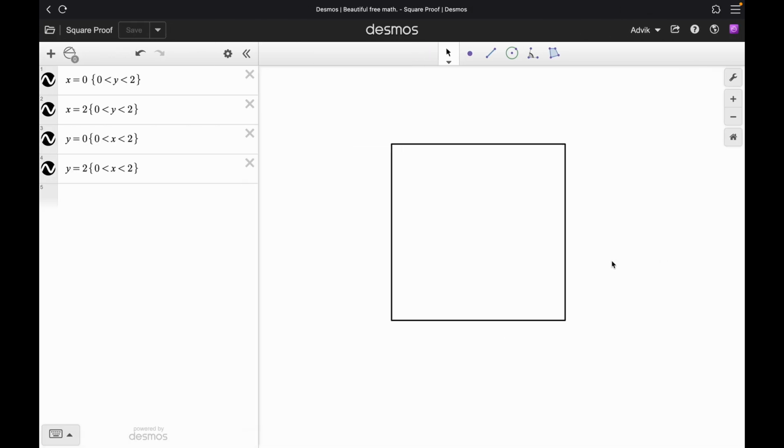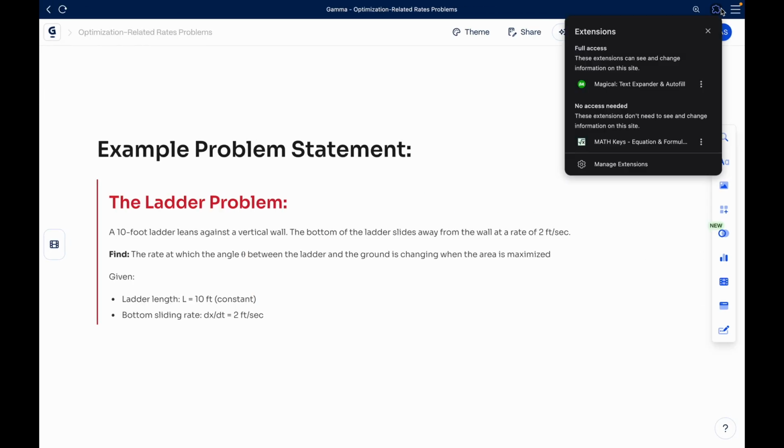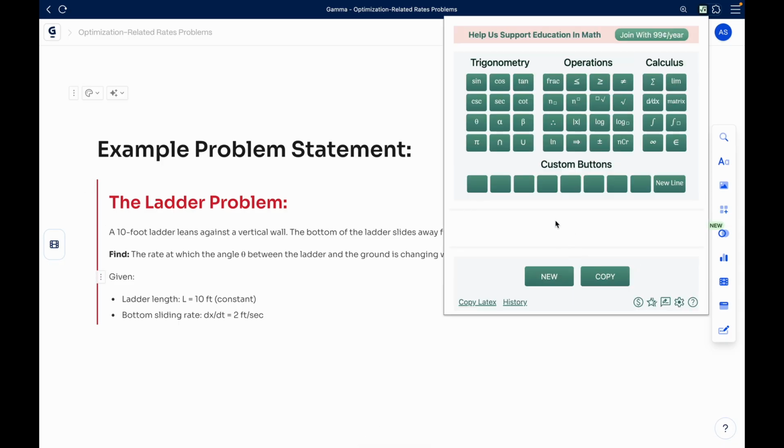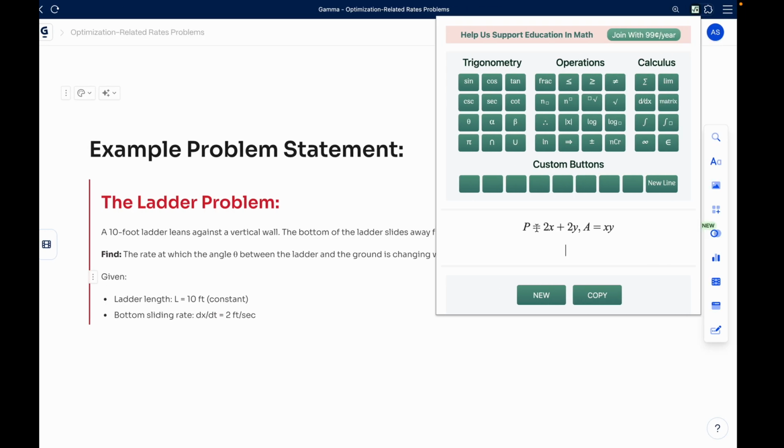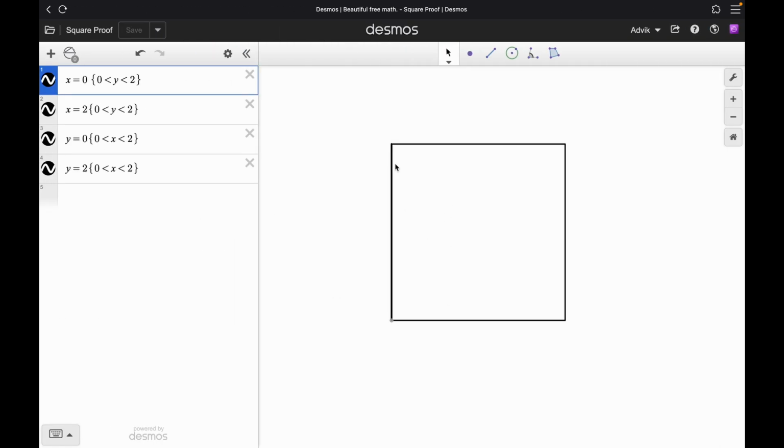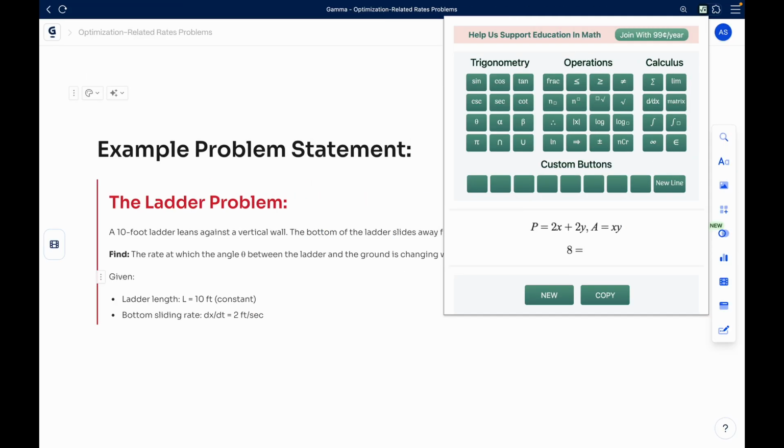What we have is the perimeter is going to be equal to 2x plus 2y. So P is equal to 2x plus 2y, and the area is equal to xy. This is what it is for a rectangle. Let's say we have a fixed perimeter. In this case, since all the sides are 2, it's going to be equal to 8. So 8 is equal to 2x plus 2y.